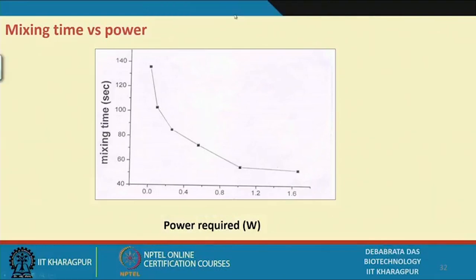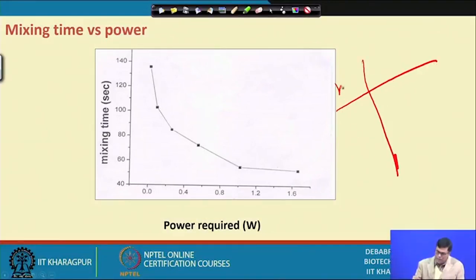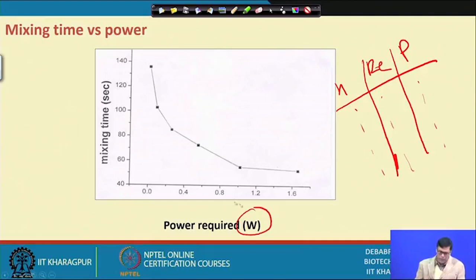So what we can find in the table is that we have the N value and the Re value, where N is the rotational speed and Re is the Reynolds number, and then the power drawn by the agitator. We can have different values here. So, what we can do is draw a curve. This is the power drawn by the agitator and this is the mixing time required. So, if you draw it, we will find this.